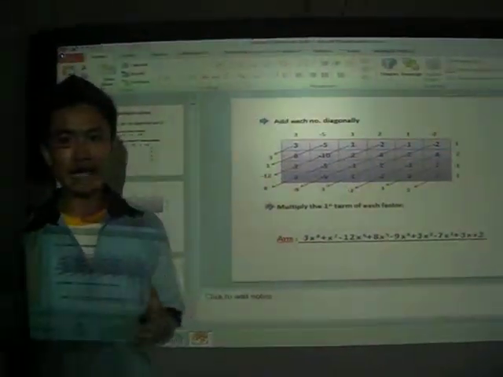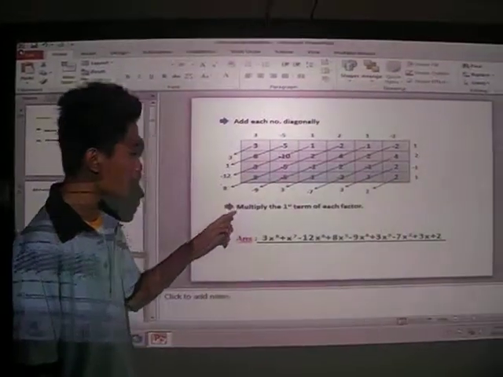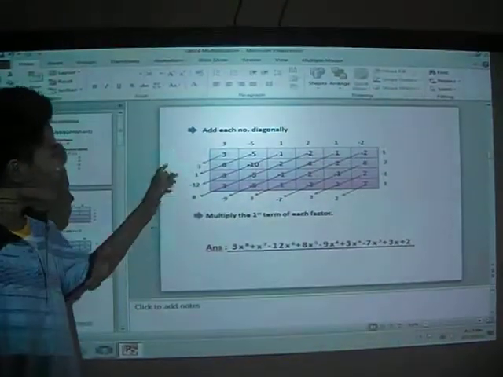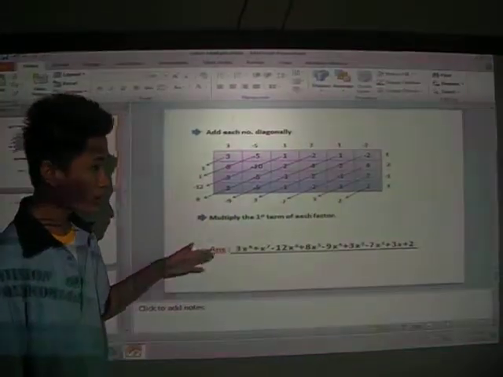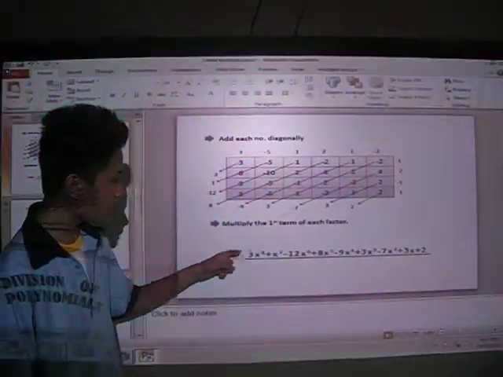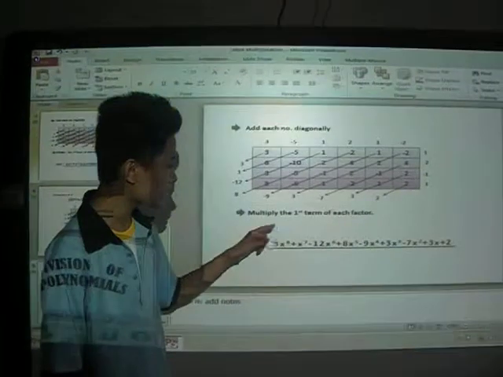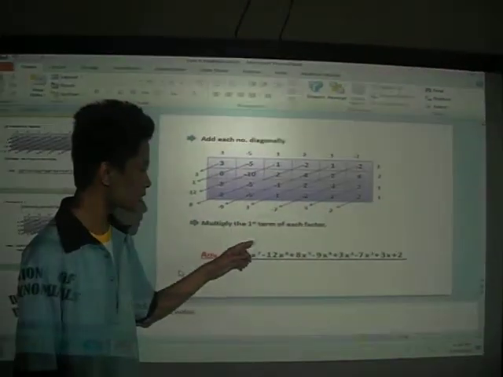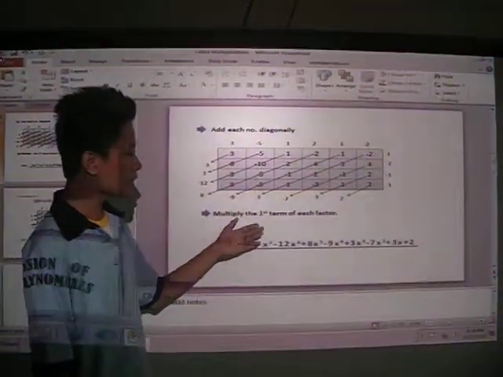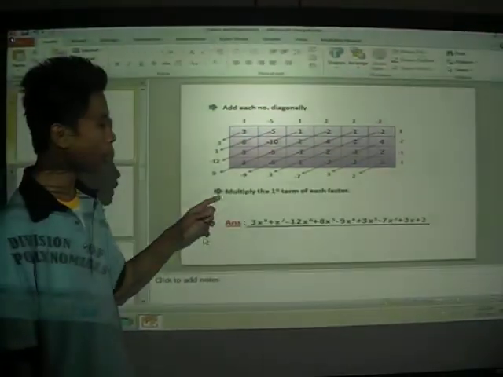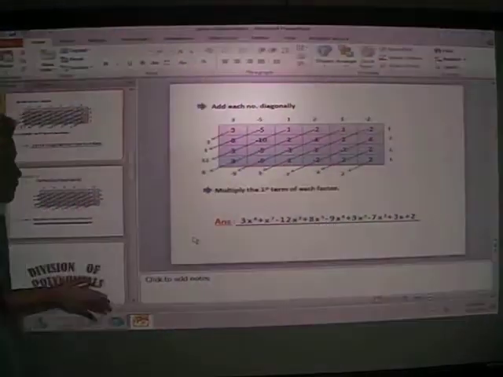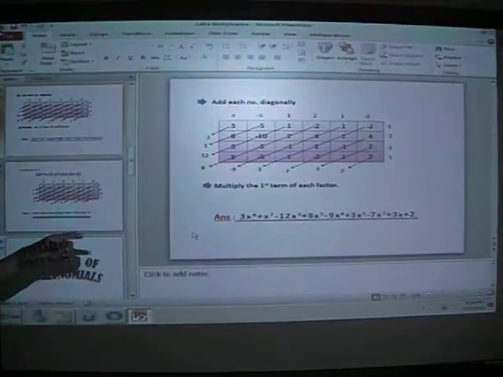And then the last step is to multiply the first term of each factor. So bring down all of this, and then make it as a polynomial: 3x raised to the 8 plus x raised to the 7 minus 12x raised to the 6 plus 8x raised to the 5 minus 9x raised to the 4 plus 3x cubed minus 7x squared plus 3x plus 2.